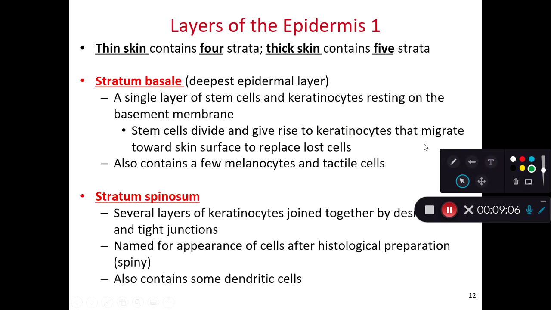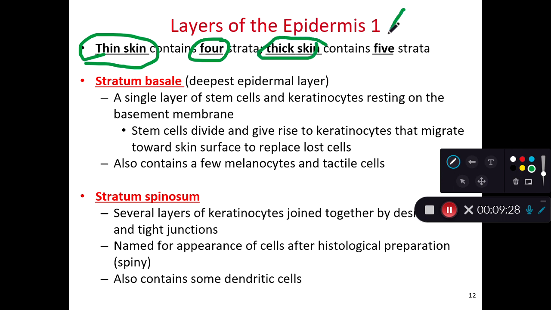So I know I stole a little bit of my thunder here, but let's go over those layers again in a little bit more detail now that I've shown you them on the figure. So we have thick skin and thin skin. Thin skin is only going to have 4 layers to its epidermis, 4 strata, and I love saying strata with a really bad German accent, 4 strata to the epidermis. And then thick skin here has 5 strata. It has all 5 layers. So we have the stratum basale, that deepest layer. The stratum basale, to review again, has the stem cells.